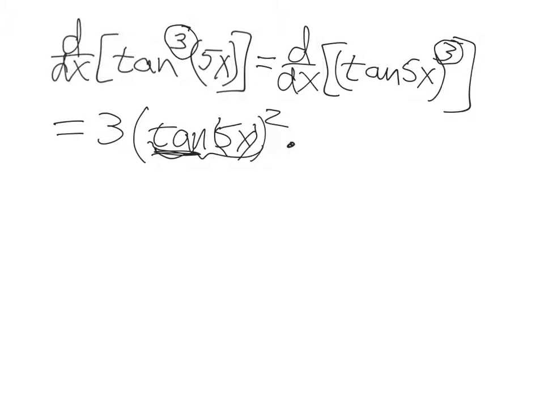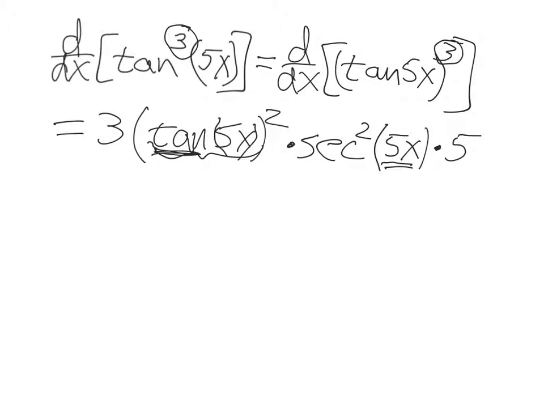So derivative of tangent is secant squared. And what we have to remember, that's the derivative part, but we still have the 5x on the inside. Secant squared of 5x. And then finally, the last step would be what? The derivative of the inside. Okay, the derivative of the very inside, derivative of 5x would be 5.